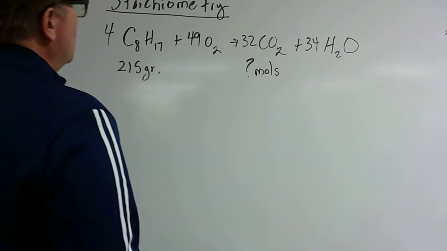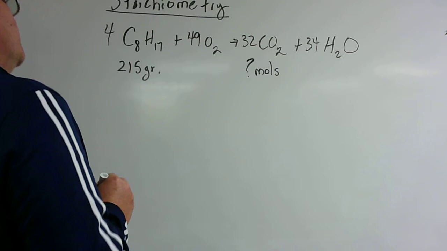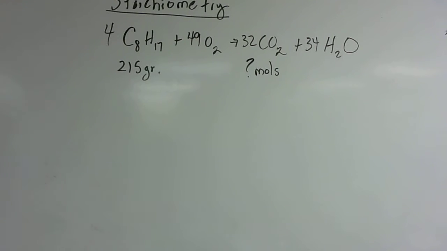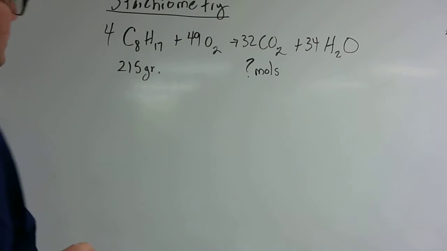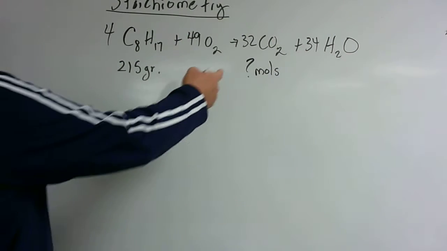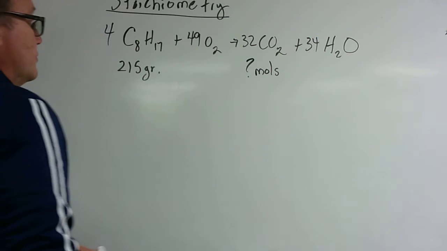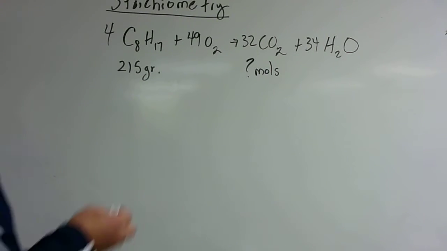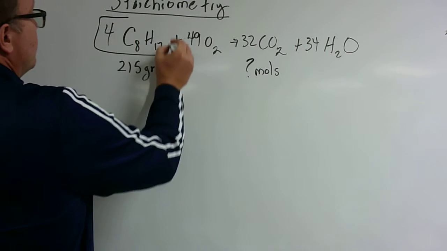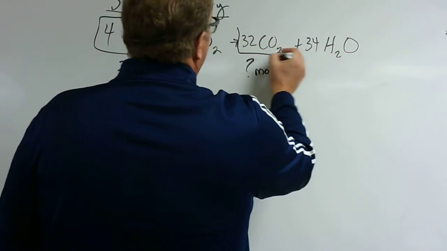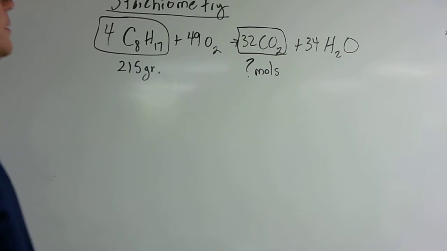So, this is our setup, and your sentence may be, I have 215 grams of C8H17, and it's going to ask for how many moles of this. So you're going to see that it involves switching from here over to here. Do not make this out as being difficult. If you have mole conversion down, it should not be a problem.